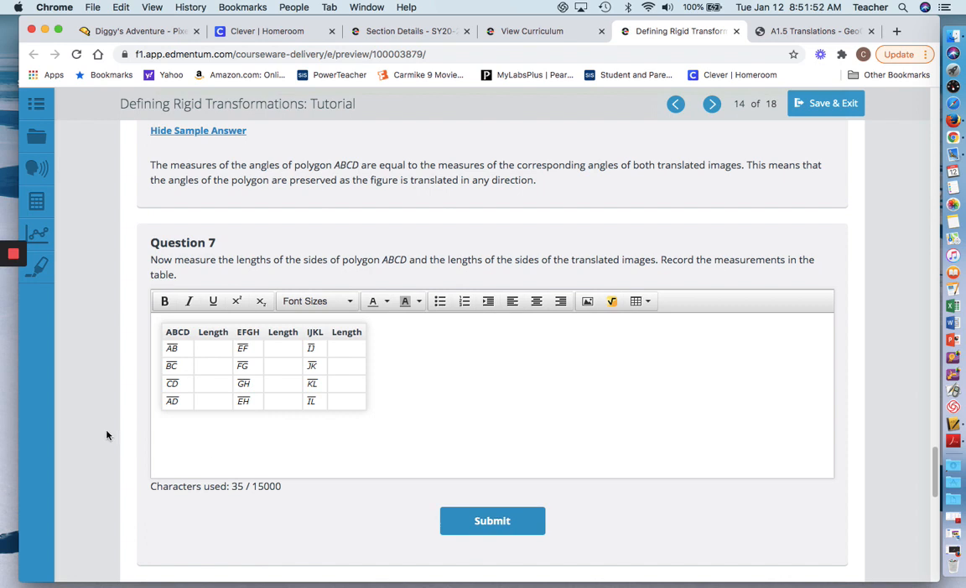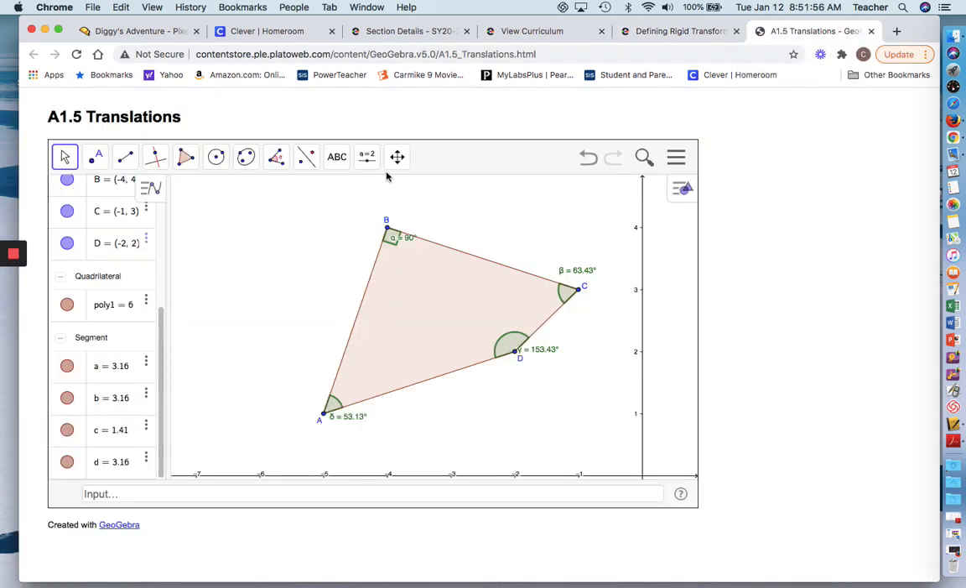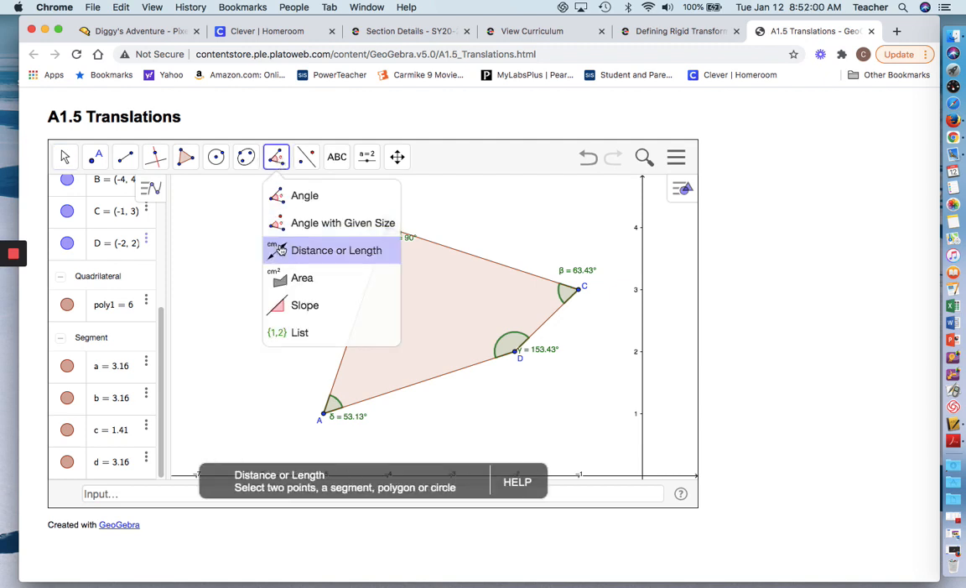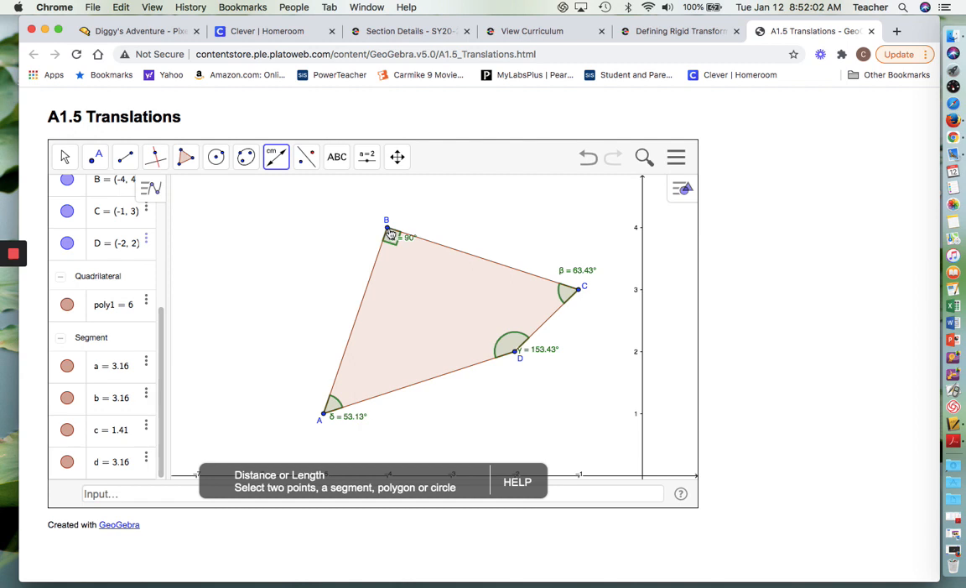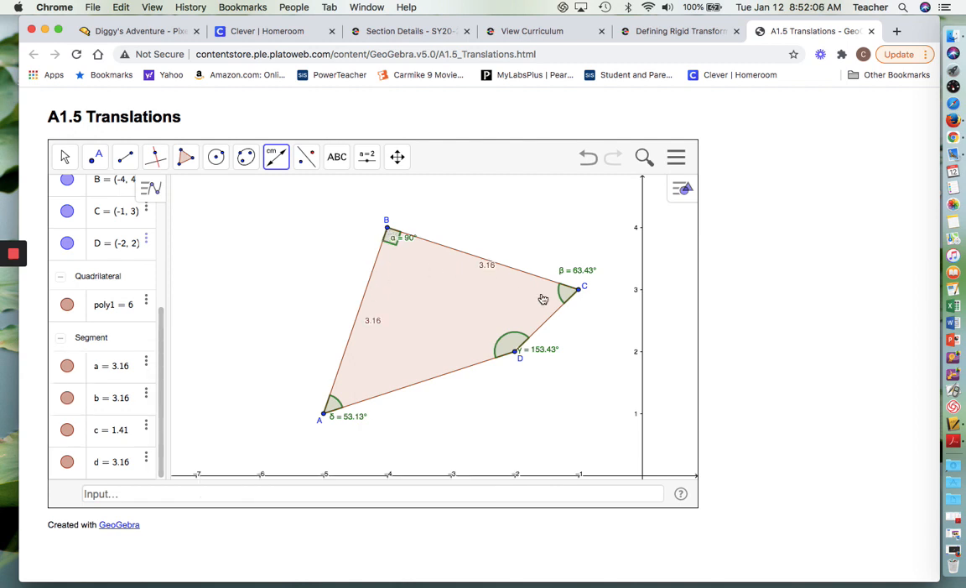All right, question 7. Now measure the lengths of the sides. They're going to stay the same. All right, that's fine. Let's find the length of the sides. So we're going to come up here to angle, distance or length, and click that. Got 3.16. 3.16, 1.41, 3.16. So, wow, 3 of them are the same. One of them is 1.41. Okay. All right, well, no problem. Let's see what I got here.